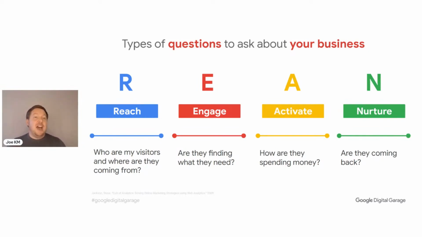So when we're looking at this, the R stands for reach. So feel free to write this down. Reach. This is basically who are my visitors and where are they coming from? So write down R, write down reach. Then when you're doing this, who are my visitors and where are they coming from?